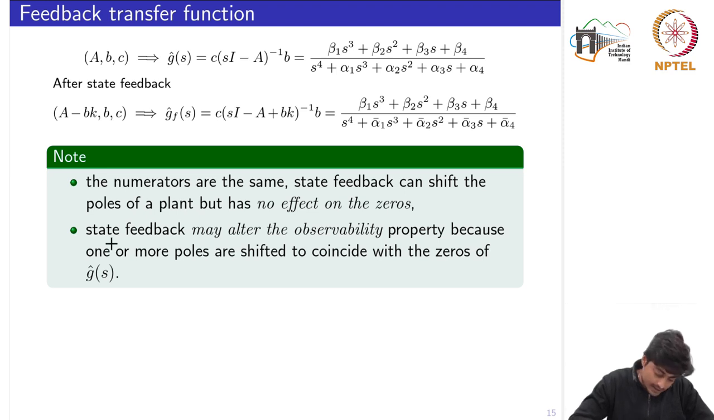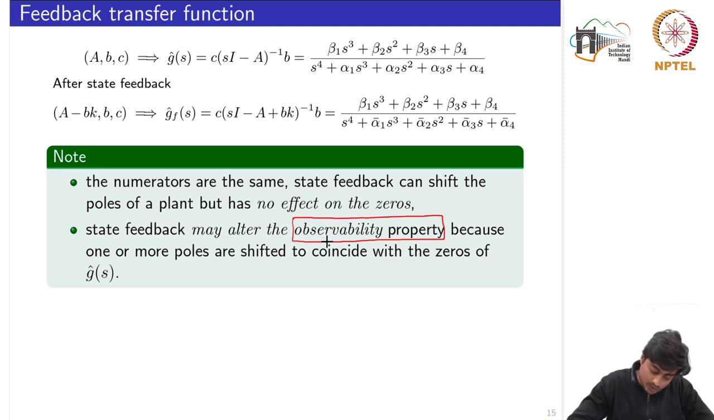Second, the state feedback may alter the observability property. This is the most important part, which you should note at this time. Once we come to the week where we discuss the physical significance of observability, we will explicitly show how the state feedback can alter the observability property.